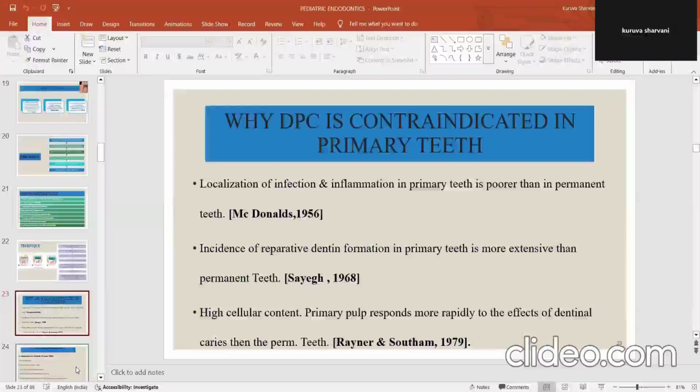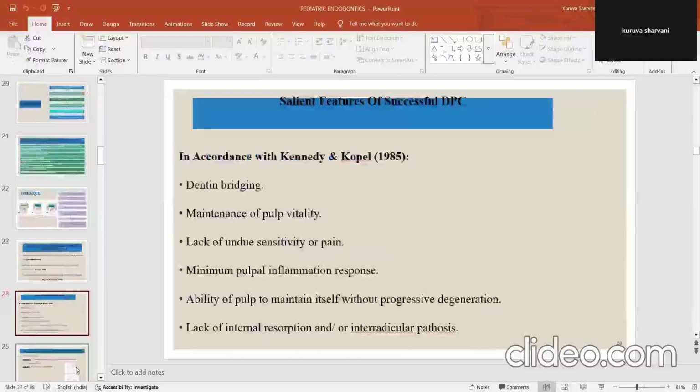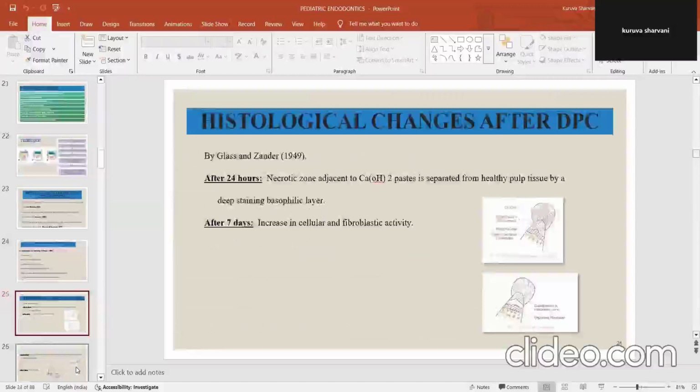Next, what are all the features of pulp capping? Dentin bridge formation, maintenance of pulp vitality, lack of pain, minimal pulpal response, lack of internal resorption. Next, as we have seen, in indirect pulp capping for 7 days, the tubular dentin will be formed. After 8 weeks, that is after 3 months, 0.1 mm of tubular dentin will be formed in indirect pulp capping.